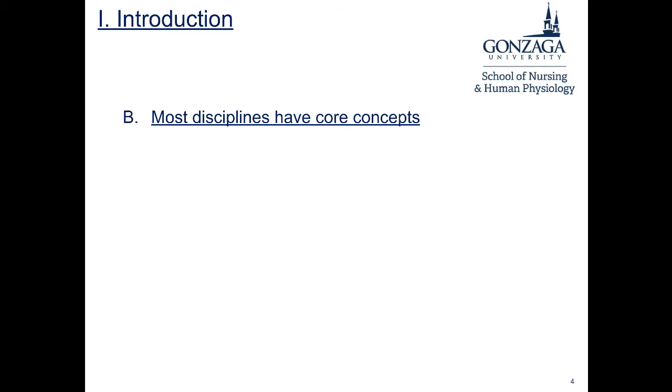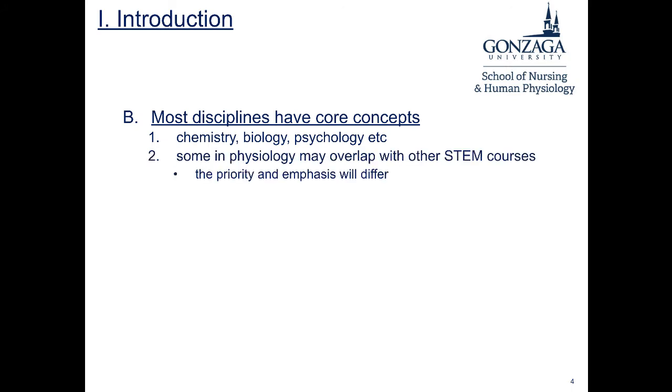So most disciplines have core concepts. It's no surprise. Chemistry, biology, psychology, etc. Not just STEM classes, but physiology, they have their own core concepts. And some of those may actually overlap with other STEM courses that you've encountered. However, what will be different is the priority and emphasis that are placed on certain core concepts.